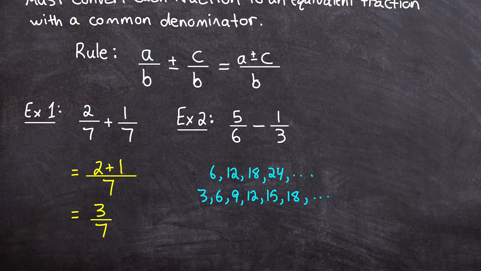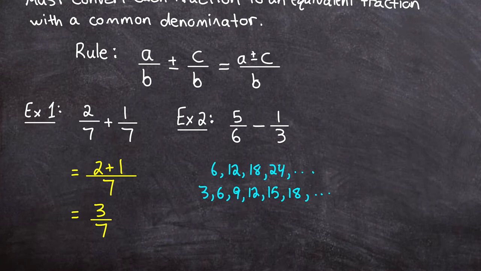Also notice there's another number in common between these two lists, which is 18. And it's no coincidence that that is the product of the denominators. The product of the denominators would always be a common multiple of the two numbers, but it's not always the lowest common multiple. And it'll make your life easier if you choose the smallest number in common between these lists. So we will make our common denominator for these fractions. We'll make the common denominator 6.